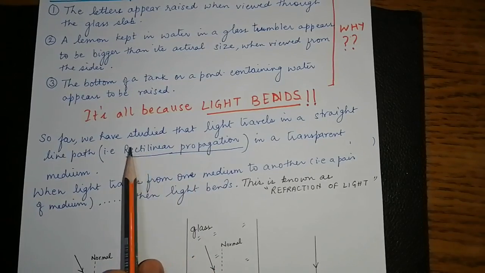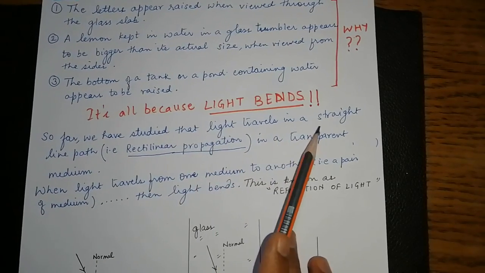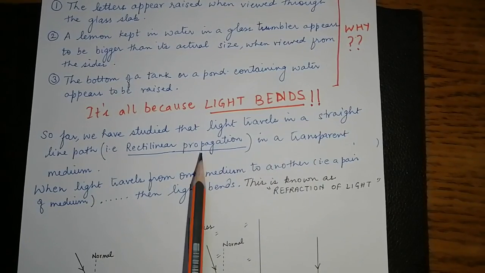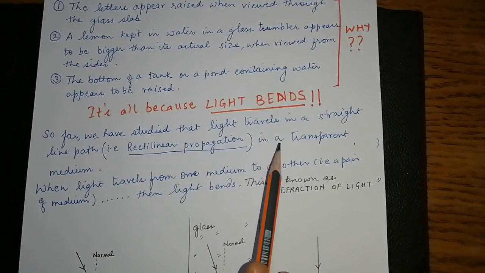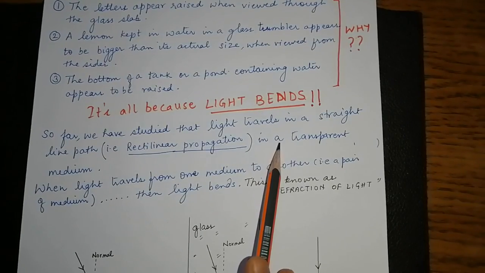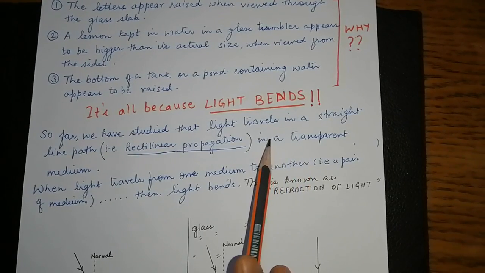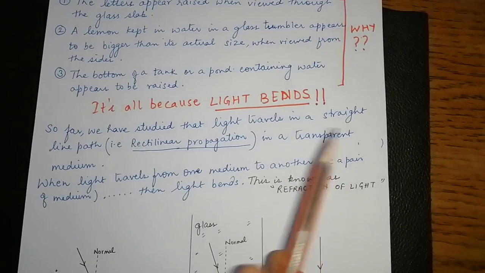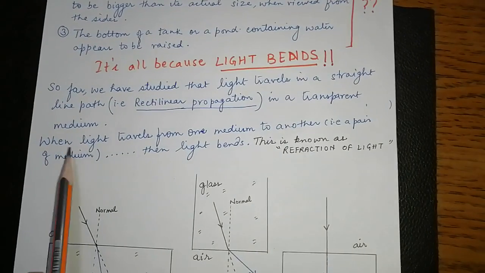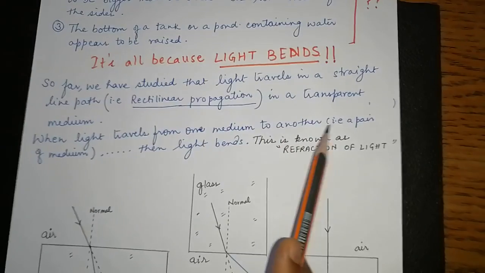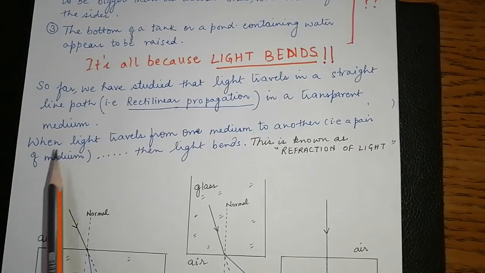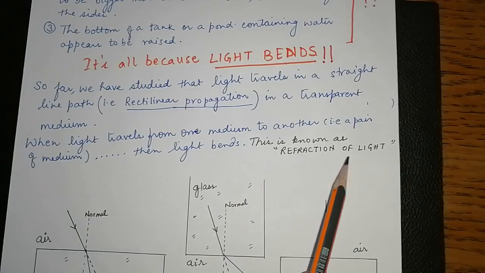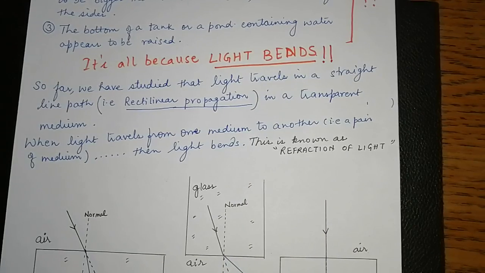Students, I read again. Light travels in a straight line path, that is rectilinear propagation, in a transparent medium. So we have to understand between the lines. A transparent medium means that we are talking about rectilinear propagation in a single medium. However, when light travels from one medium to another, that is a pair of medium, then light bends. And this is known as refraction of light.